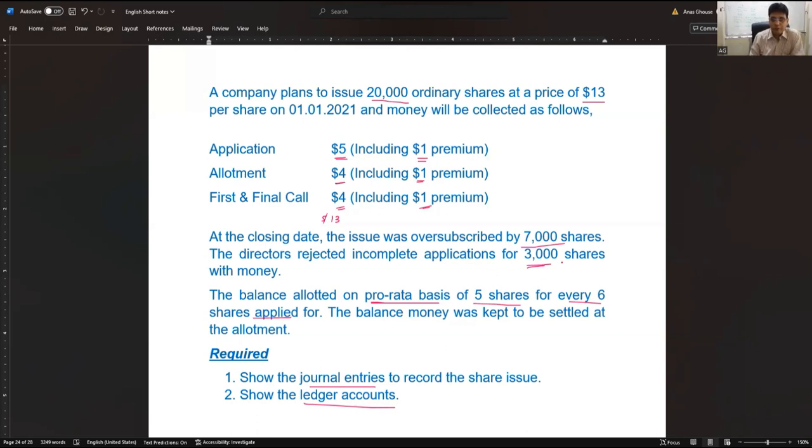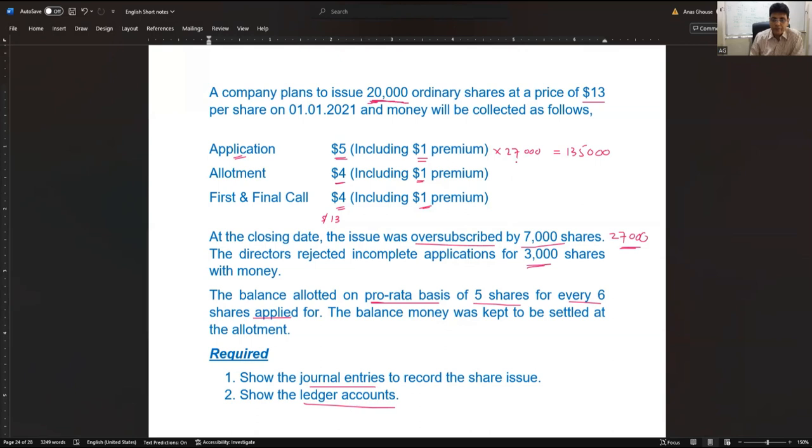First and foremost, what we need to identify is the total number of applications received by the company. The company's plan is to issue 20,000 ordinary shares. However, the shares were oversubscribed by 7,000. So 20,000 plus 7,000 will be the total number of applications received. At the time of receiving the applications, the company would have received $5 times 27,000, so that will be 135,000. That will be the total amount of cash received on application.